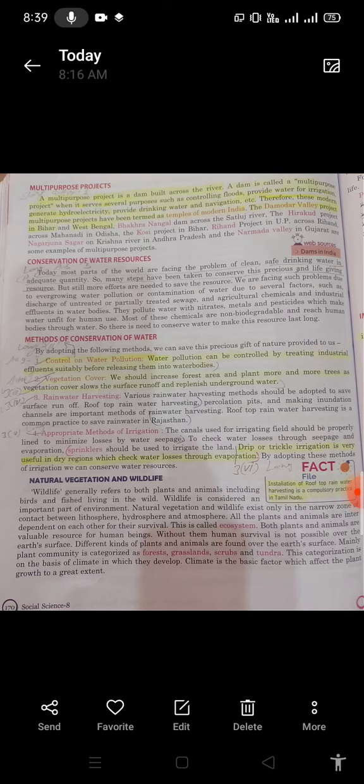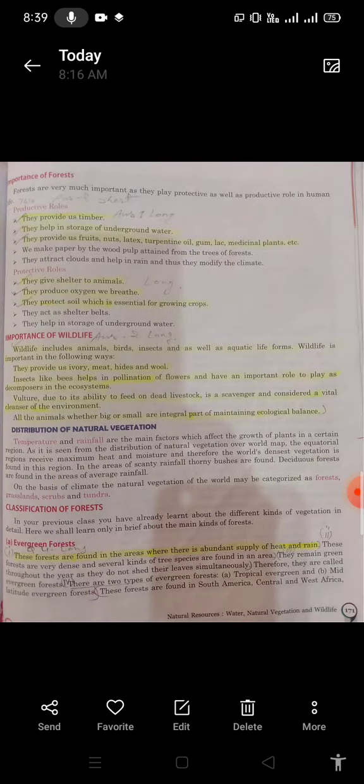Clear? Next, we will see the importance of forests. Forests are very important as they play protective as well as productive roles in human life. Productive roles: first, they provide us timber. Second, they help in storage of underground water. They provide us fruits, nuts, latex, turpentine oil, gum, lac, medicinal plants, etc. They make paper from the wood pulp obtained from the trees of the forest. They attract the clouds and help in rain, and thus they modify the climate.